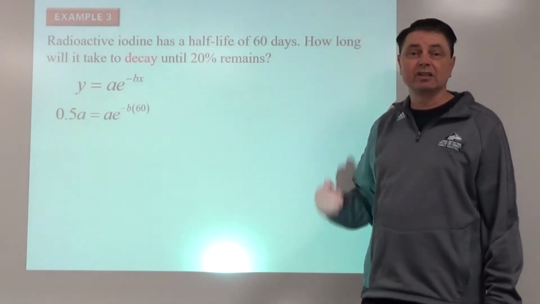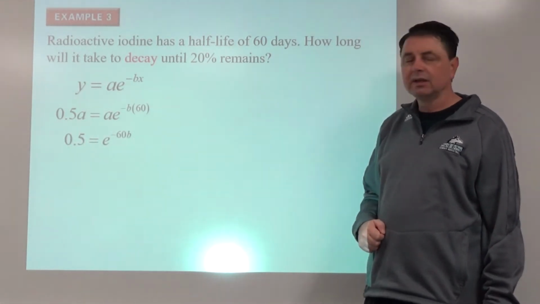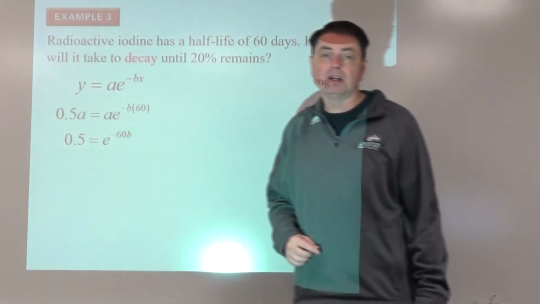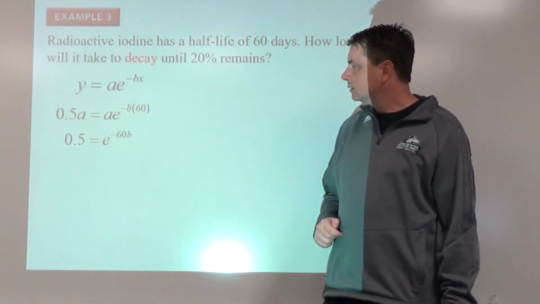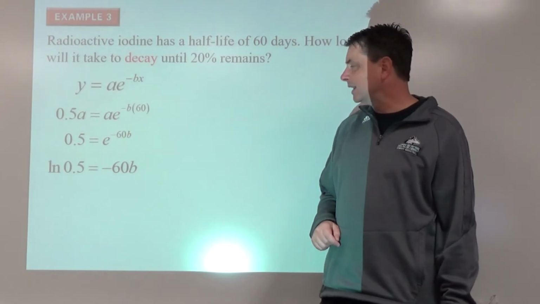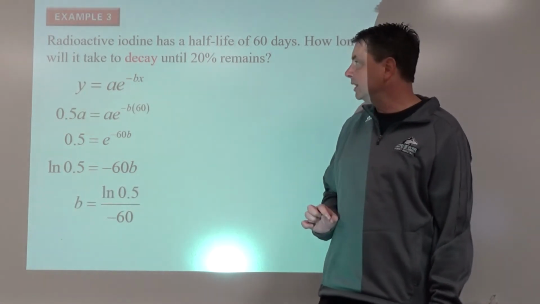So our next step is to divide both sides by a. Now we're going to rewrite this from exponential form into log form. Since we're talking about log base e, that's the natural log. Divide both sides by negative 60. That's our exact value for b.